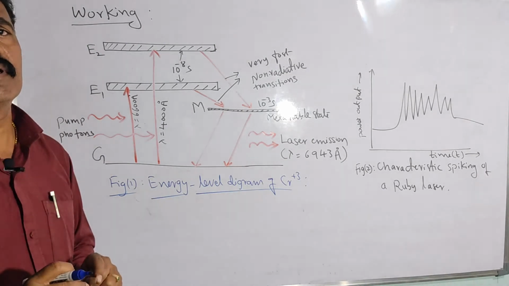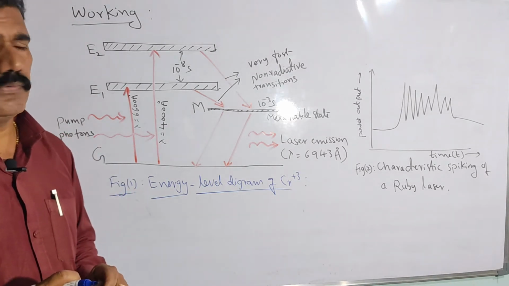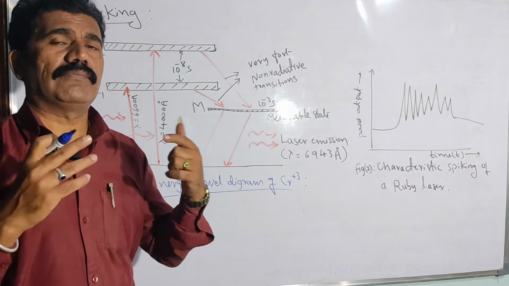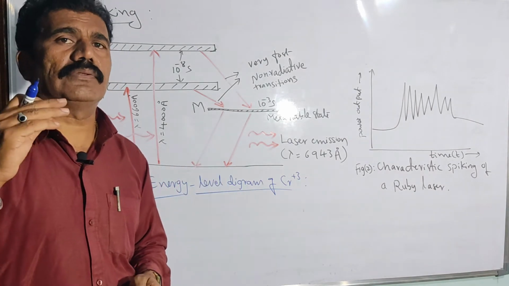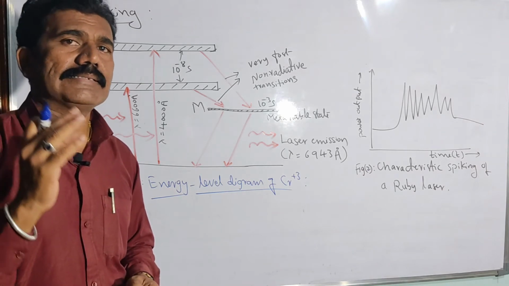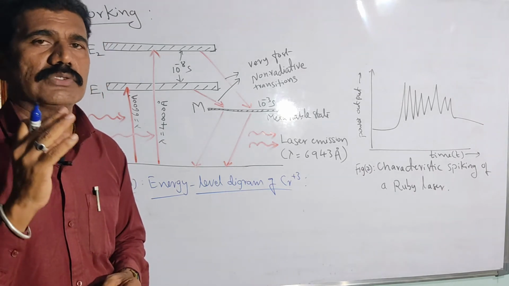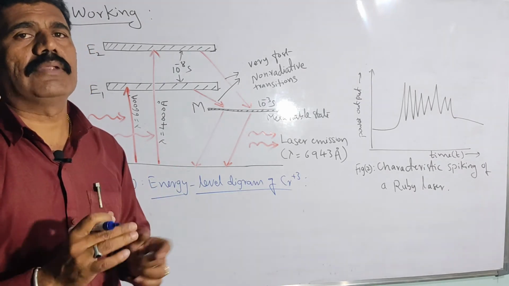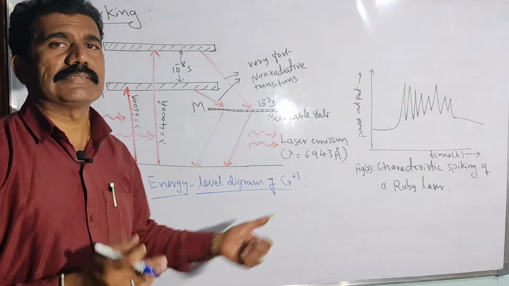As I told, the cylindrical ruby crystal consists of aluminum oxide with impurities of chromium ions, right? Those chromium ions are actually the active centers. The ruby crystal is surrounded by a helical flash lamp, I told. That is what does the pumping mechanism. Whenever the high intensity light produced by the helical flash lamp is incident on the crystal, immediately the chromium ions get excited.